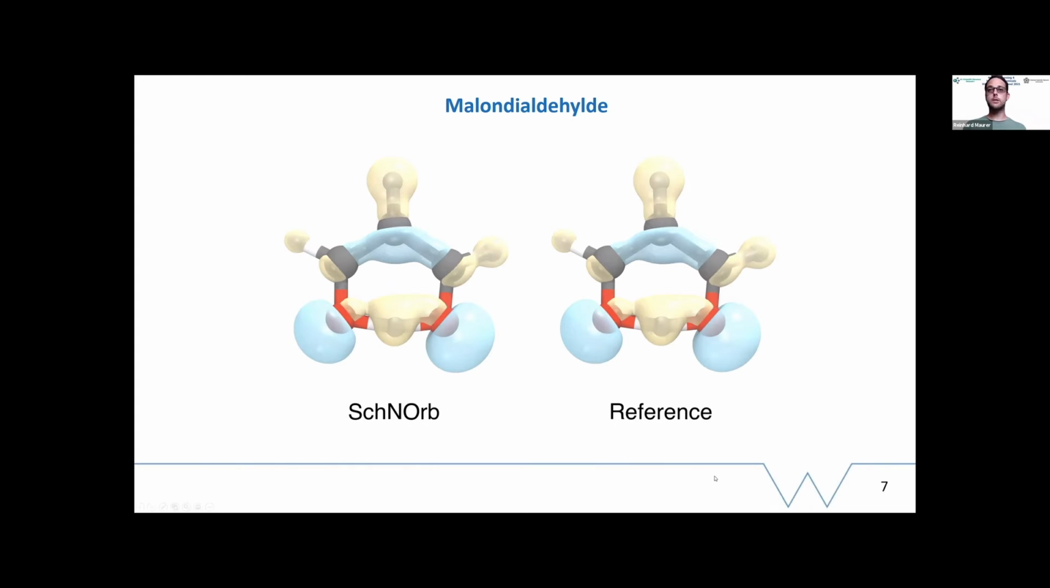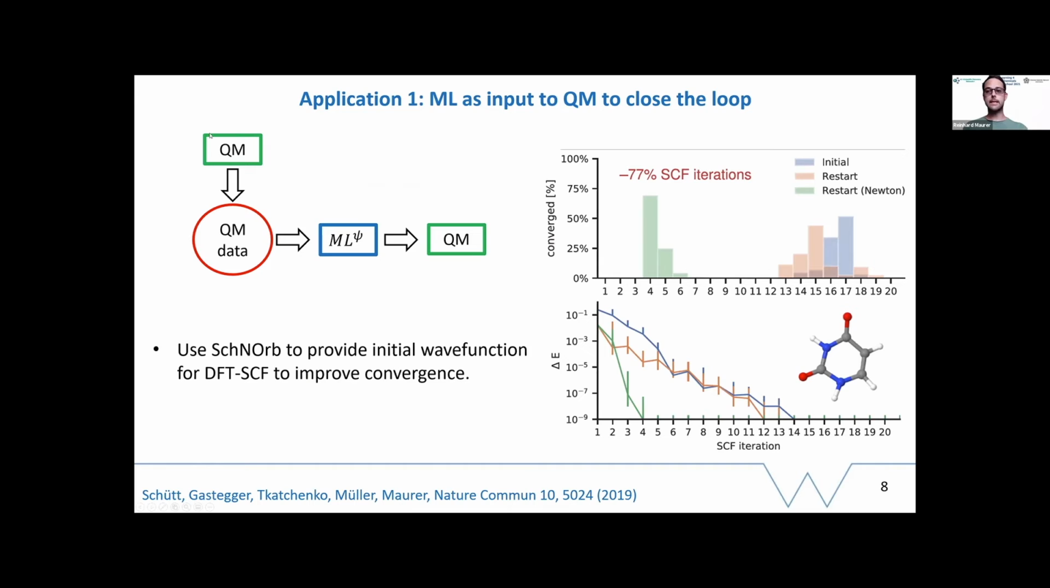Well, the first thing we can do is we took quantum mechanics data, we took this data from an ORCA calculation, DFT, Hartree-Fock, and we construct the machine learning model from this training data. But we can now take the training data and feed it right back into quantum mechanics because it has the same representation that quantum chemistry codes understand, local atomic orbitals. And so, for example, we can use this SchNOrb model to generate a wave function guess for a DFT calculation.